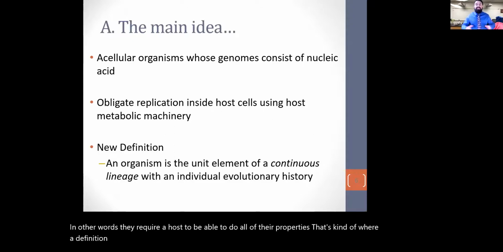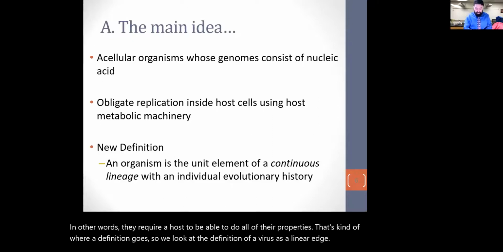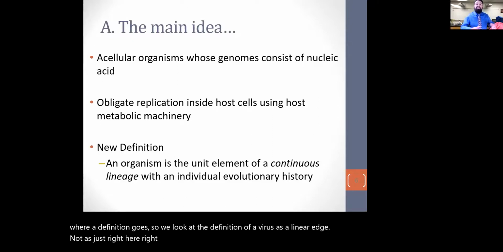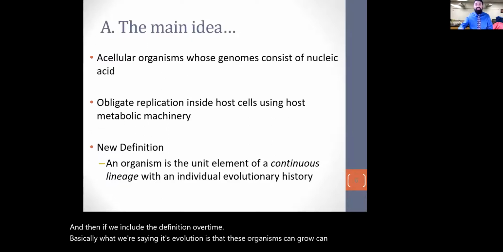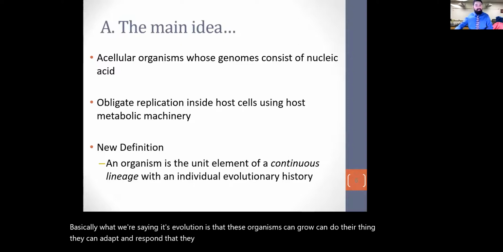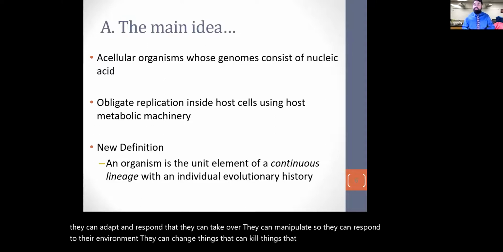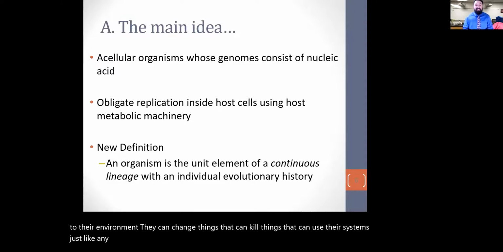So we look at the definition of a virus as a lineage, not just right here, right this second, but rather over time. And if we include that definition over time, basically what we're saying, it's evolution, is that these organisms can grow, can do their thing, they can adapt, they can respond, they can take over, they can manipulate, they can respond to their environment, they can change things, they can kill things, they can use their systems just like any other organism on this planet does, or most of them can do, right?